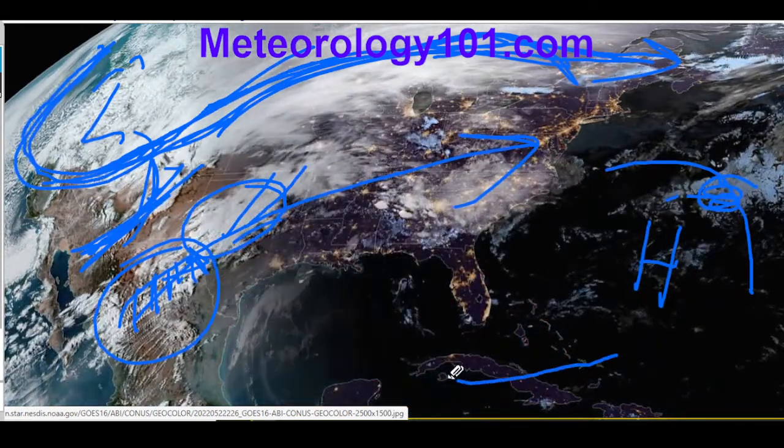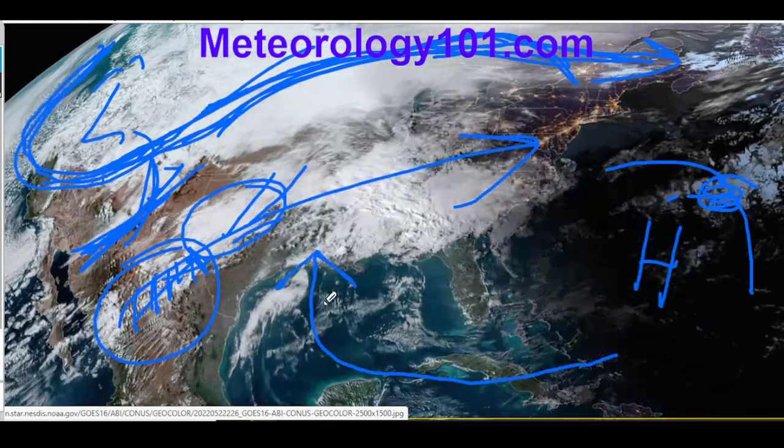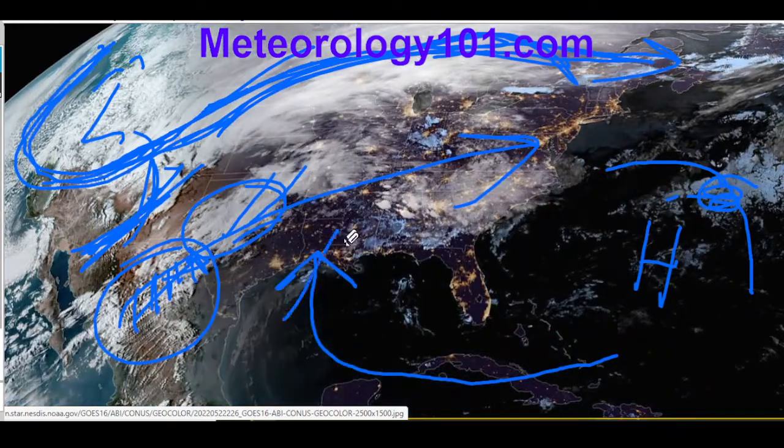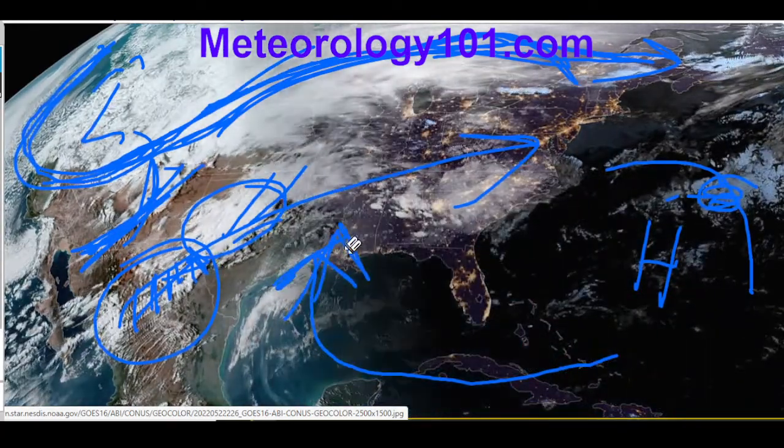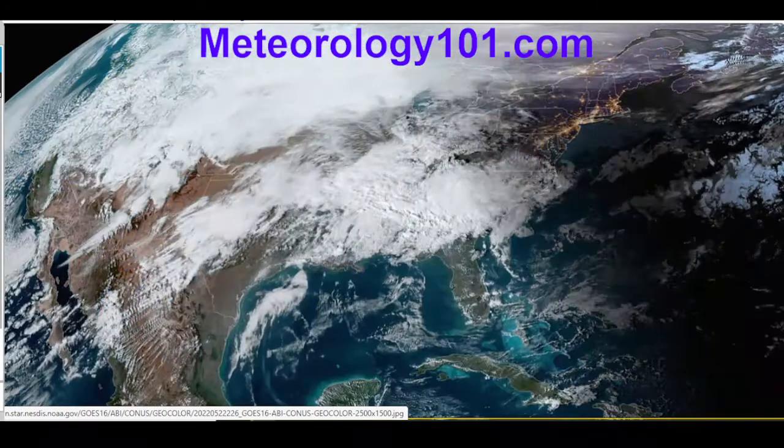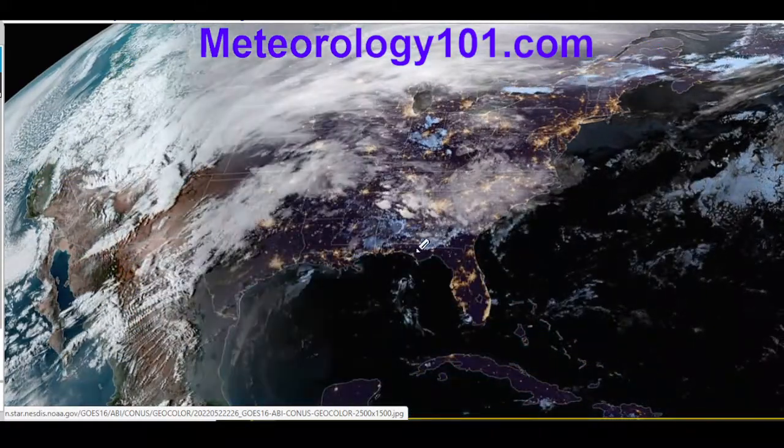I see the rotation coming in from the Gulf. So you have that southerly flow. So now you have warm, moist air advection pushing up into the Gulf states. I'm going to clear this out.